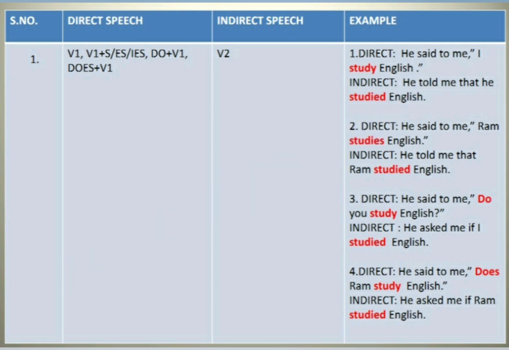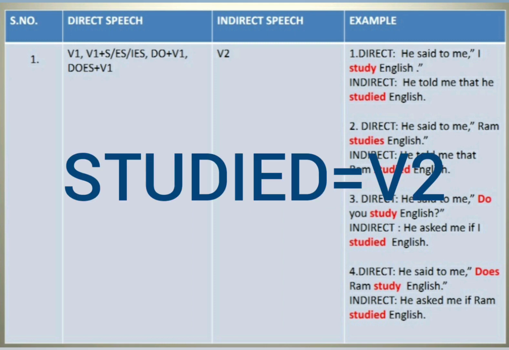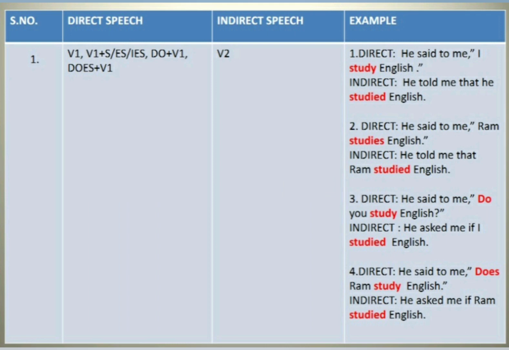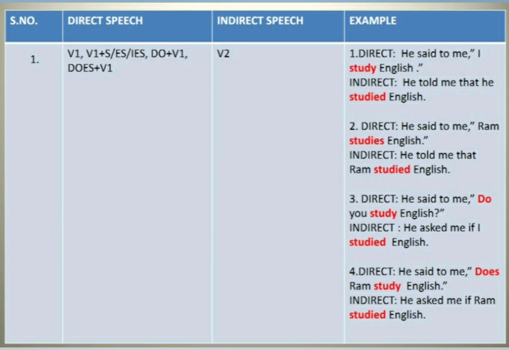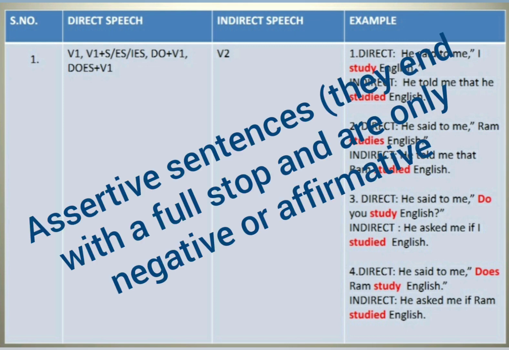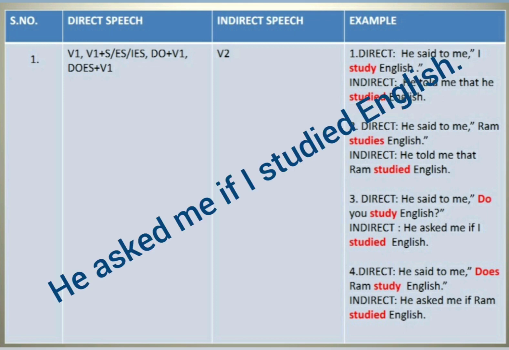Now let's see the third example. He said to me, "Do you study English?" Here, the verb is do plus study, which becomes studied in indirect speech. And remember, this is the rule that when we convert into indirect speech, the interrogative sentence becomes affirmative or negative. It means the questions are converted into assertive sentences. So, the indirect speech of the third example is, he asked me if I studied English.